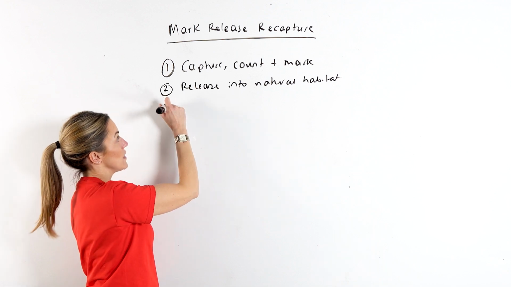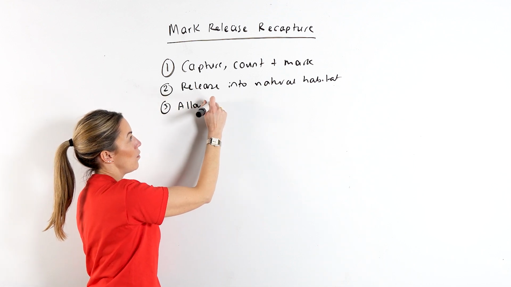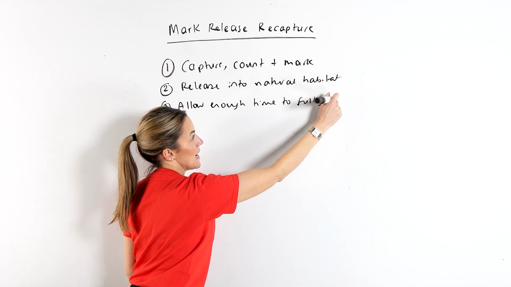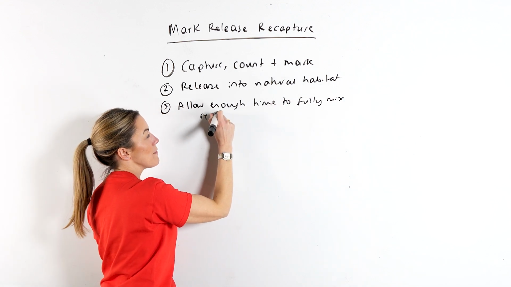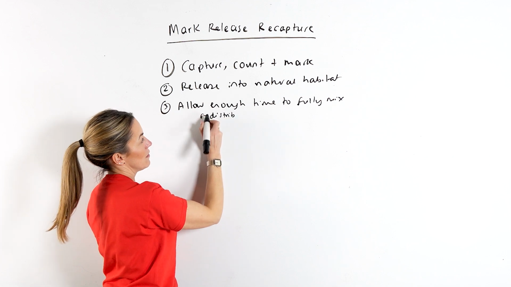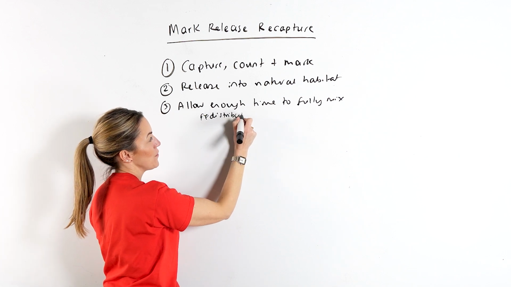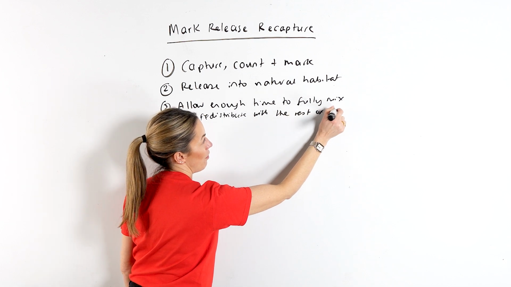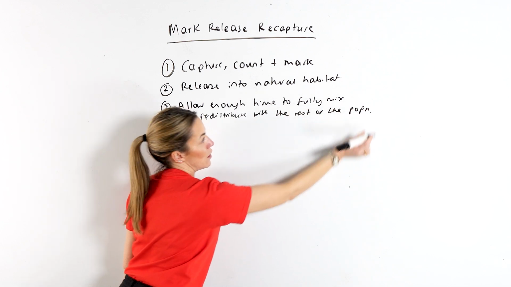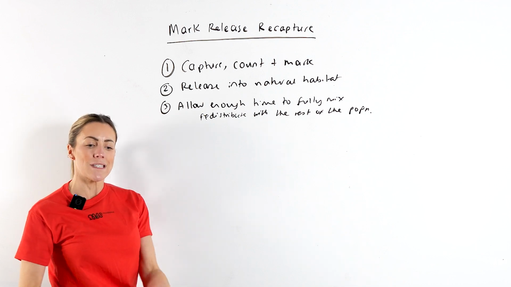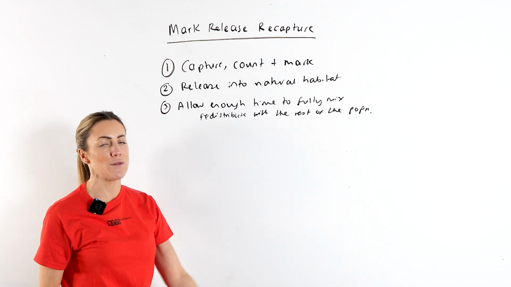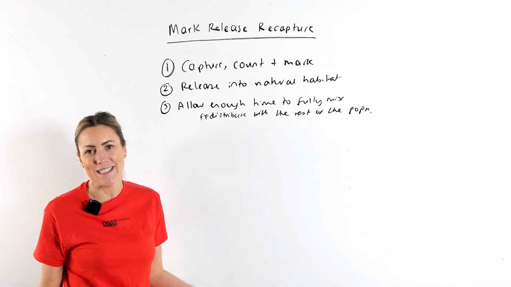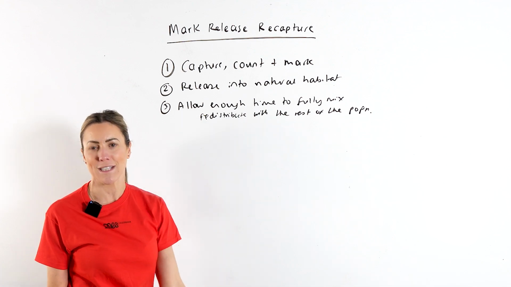But it is important that we allow enough time to fully mix or redistribute with the rest of the population. Because if you do your second catch too soon after doing your first catch, you're clearly just going to catch lots of the same animals again, because they're literally just going to be closer to the traps.